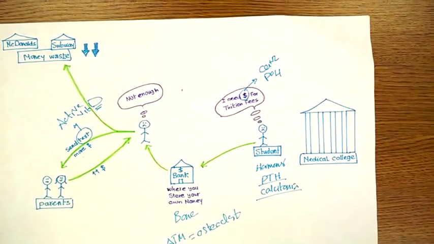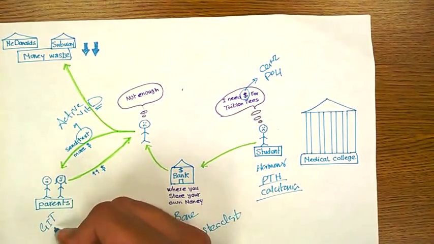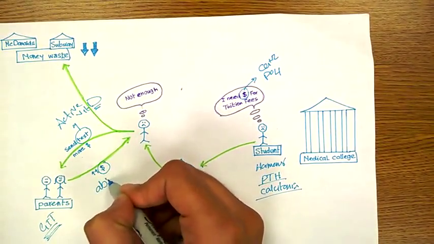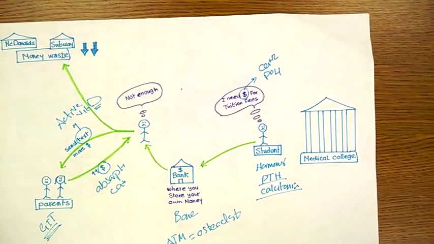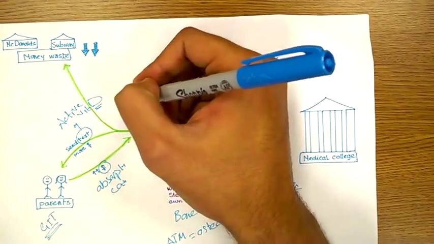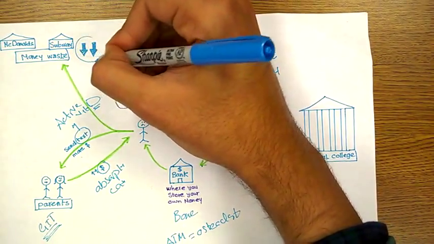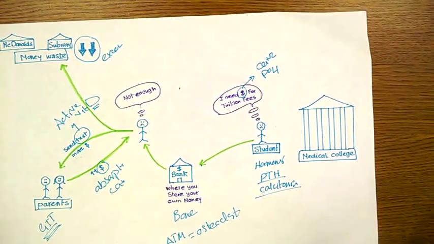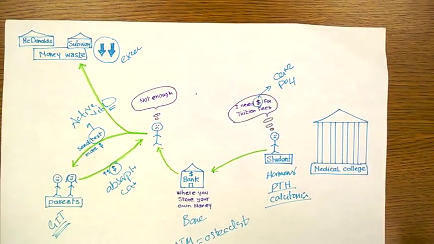And the student sent active vitamin D to his parents, or his GIT system, to increase absorption of calcium. And also, the parathyroid hormone acts on the kidney to decrease the excretion of calcium and increase the reabsorption of calcium and phosphorus. We're going to go through more details in our next video.